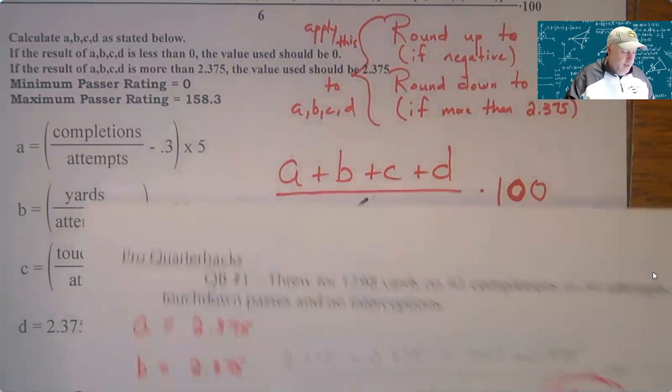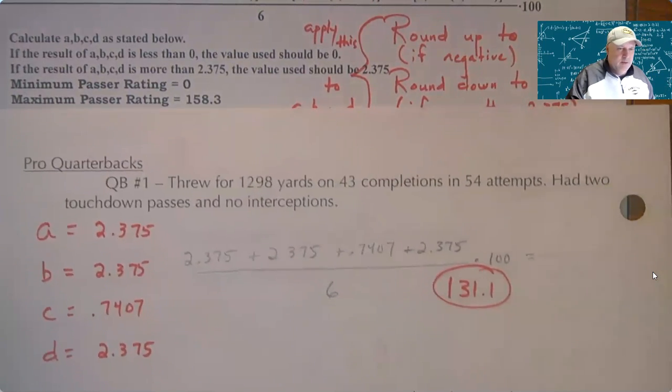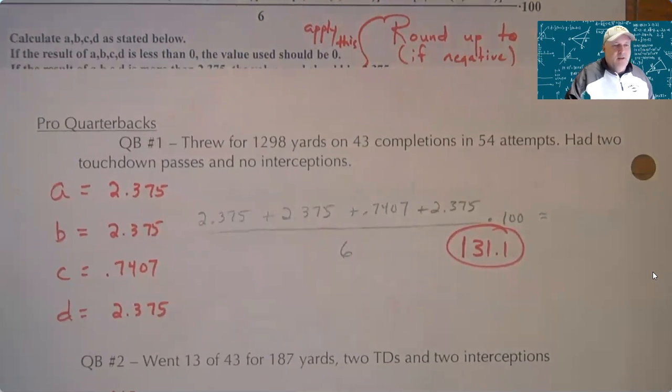So in calculating those for the back of this, the A, the B, and the D are more than 2.375, or they end up being that. And so you use that, and then the C is 0.7407. So you add those up, divide by 6, and multiply by 100.